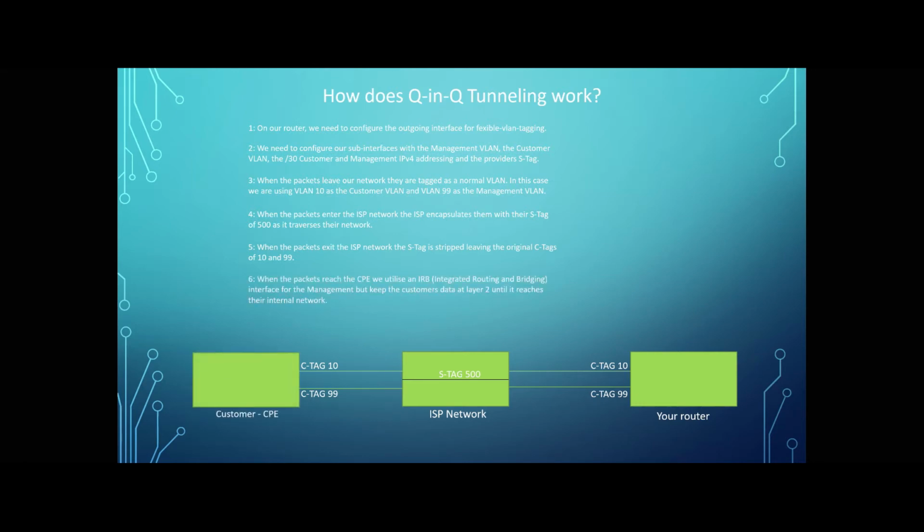Okay, when the packets reach the CPE, we can utilize an integrated routed and bridging, so an IRB interface, for the management. But we don't want the customer to have access to that CPE, so we keep them at layer 2 until it reaches their network at the far end. The outgoing interface from the customer CPE facing the customer network will also be at layer 2.